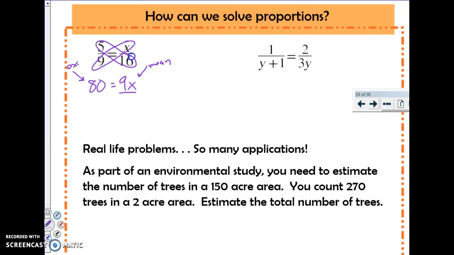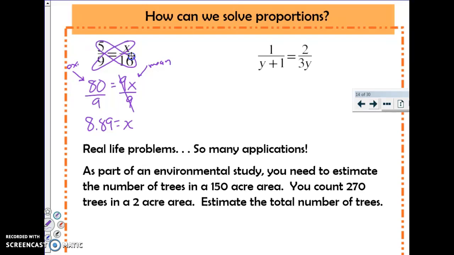And now I'm going to divide both sides by 9. And what do I get for that? Some kind of decimal, right? 8.89 equals x.